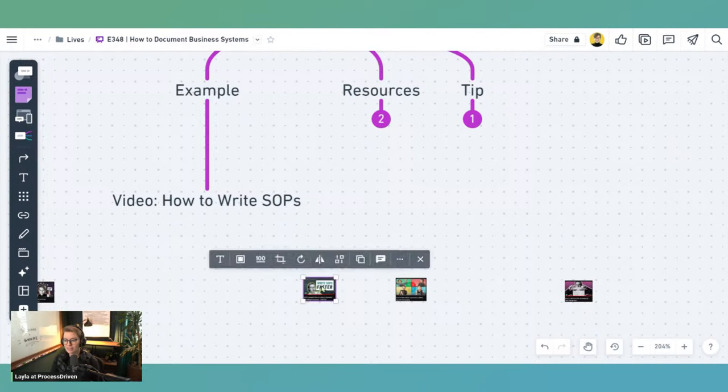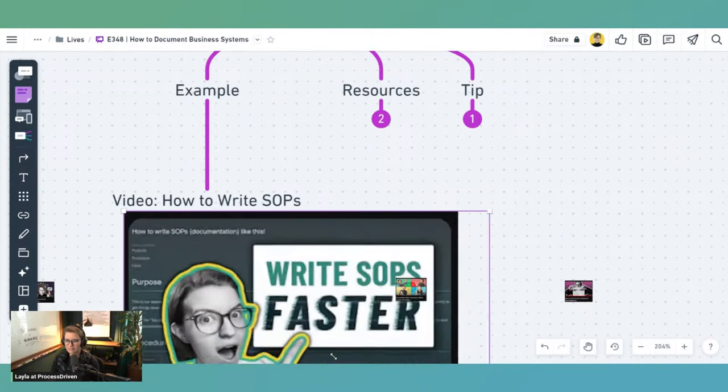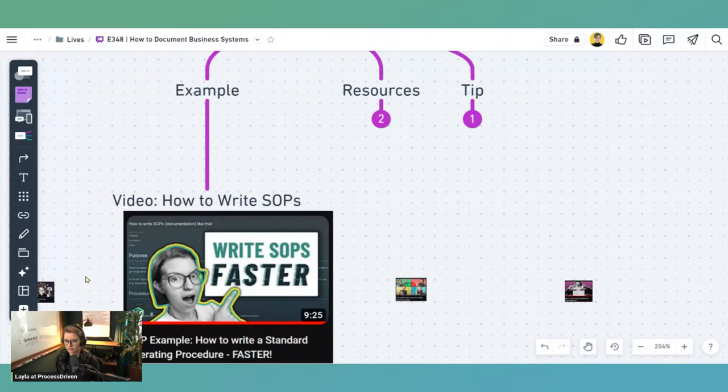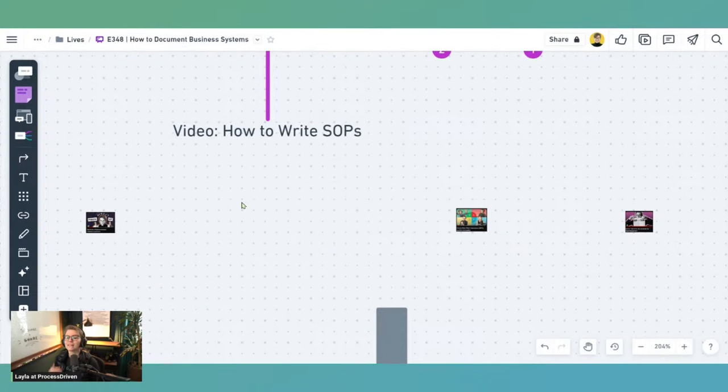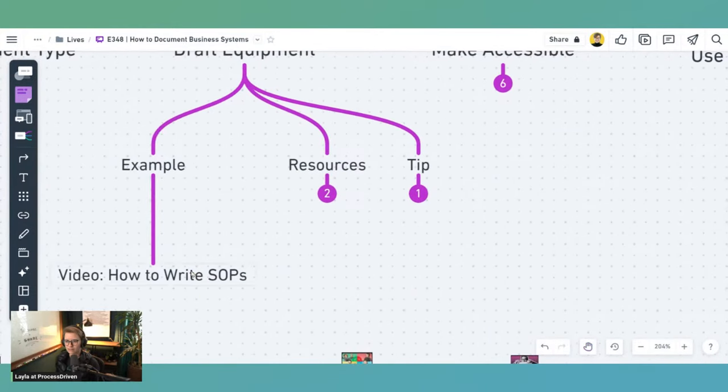I actually have an example of me in real time practicing this. If anyone would like to dig into this further, let me just scroll down a bit. With this video here, SOP example, how to write standard operating procedures faster. It's the exact way that I write SOPs. Even to this day, our formatting's changed just a little bit, but still the same approach. And that would be a great video if you want a live demo of what this looks like.